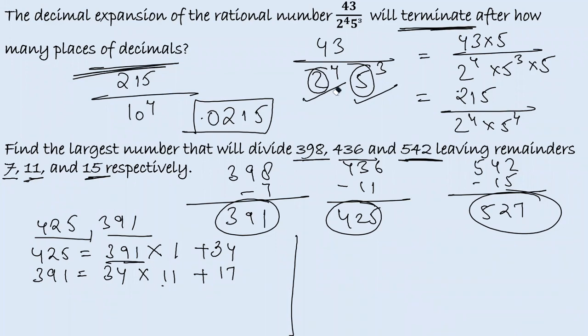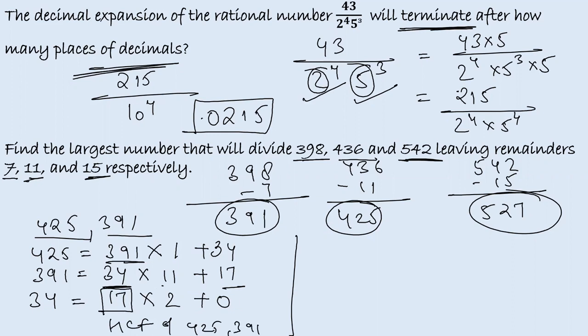Because the remainder is not 0, everyone, we will do the same process. This is the dividend and the remainder becomes the divisor, and we know that 17 twos are 34 and the remainder is 0 here. So whenever the remainder is 0, the divisor is the HCF. It means the HCF of 425 and 391 is 17. But we have another last number also. So now we'll find the HCF of 17 and 527.